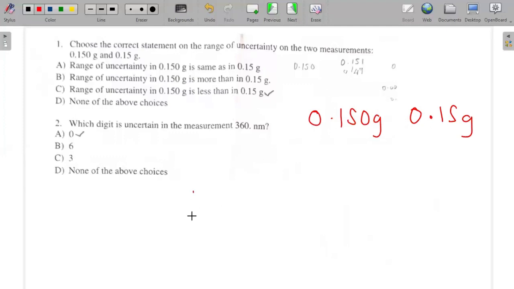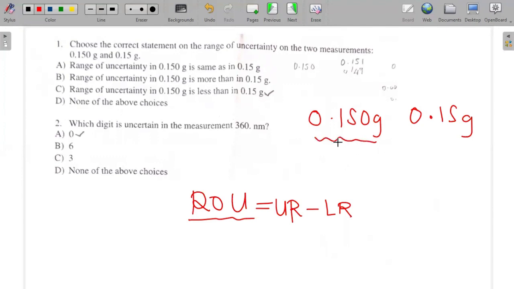Okay, so how do you find the range of uncertainty? I'll just abbreviate it as this. We find the range of uncertainty by subtracting the upper reading minus the lower reading. So let's find the range of uncertainty for this. For us to find the range of uncertainty, we have to find the uncertainty itself. So how do we find the uncertainty of a certain measurement?